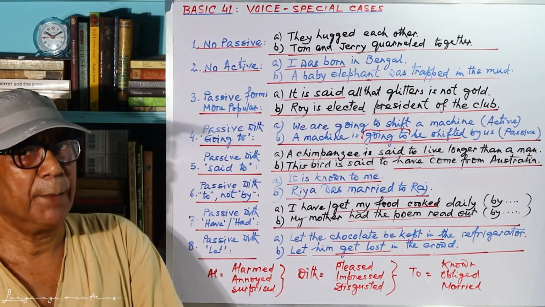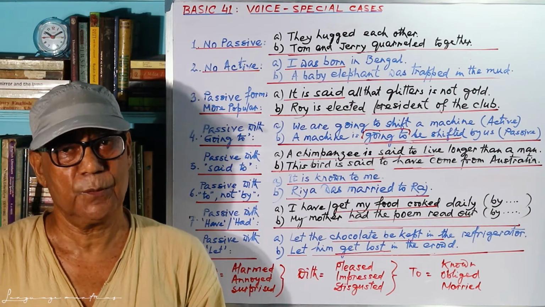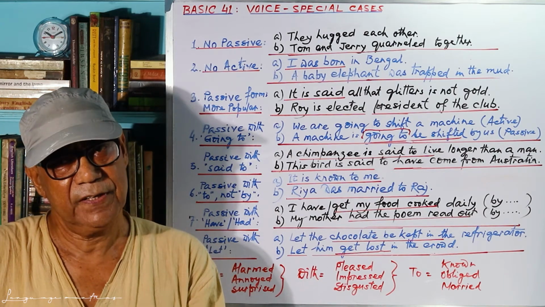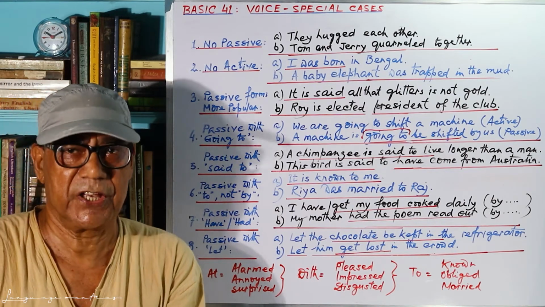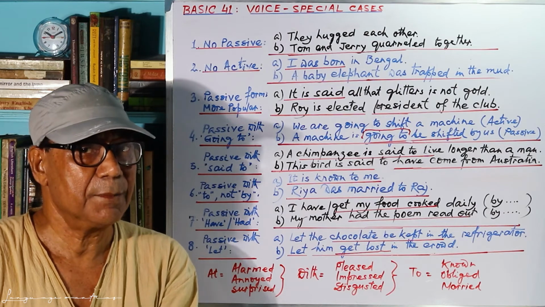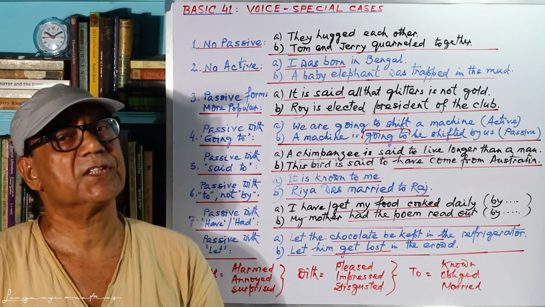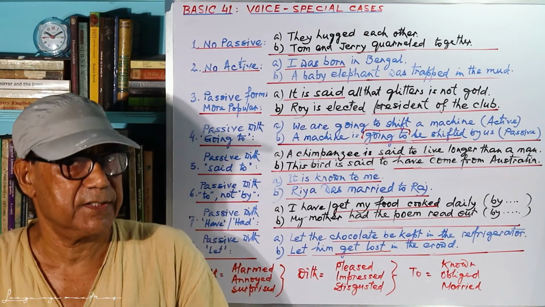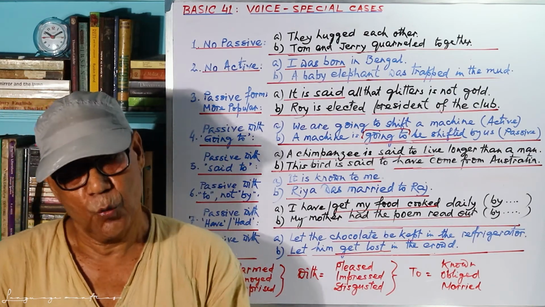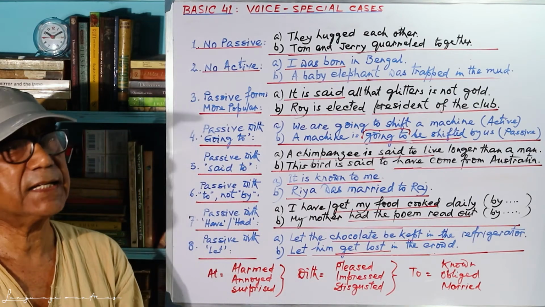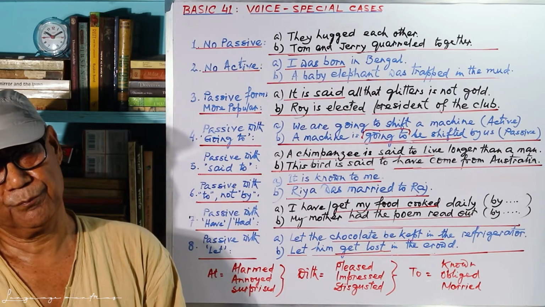Next one, a baby elephant was trapped in the mud. Who trapped? Nobody trapped. The baby elephant himself got trapped because he misjudged maybe and got trapped in the mud, not by somebody. It is possible that the baby elephant was trapped by the hunter, but the case is not that. Here, the baby elephant was trapped in the mud. In that case, you cannot make it a passive form.